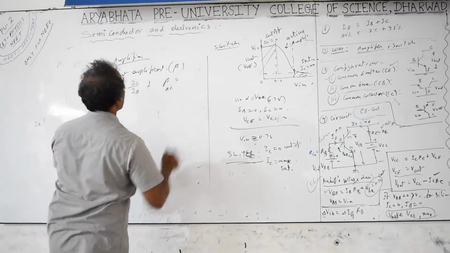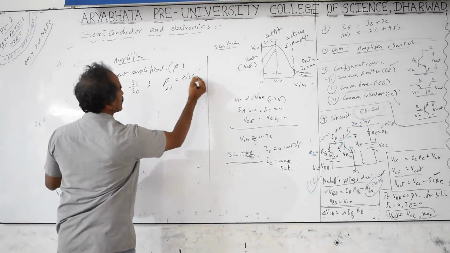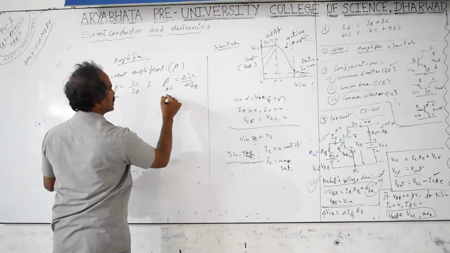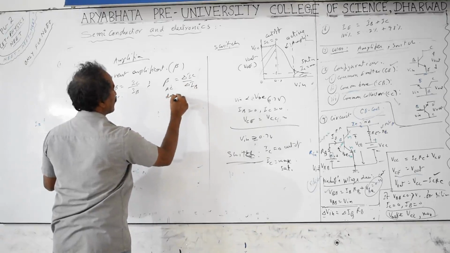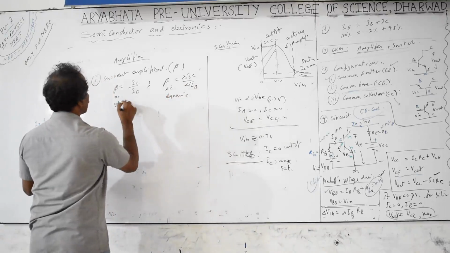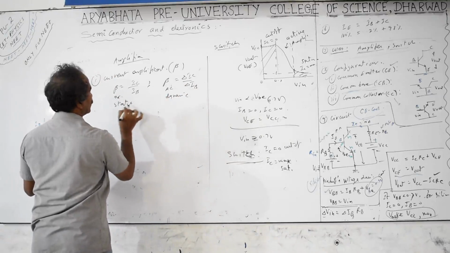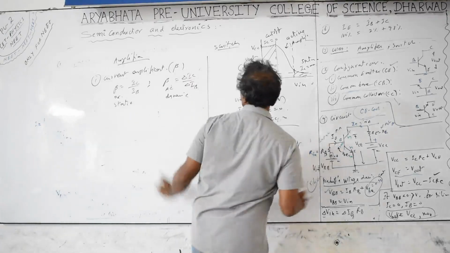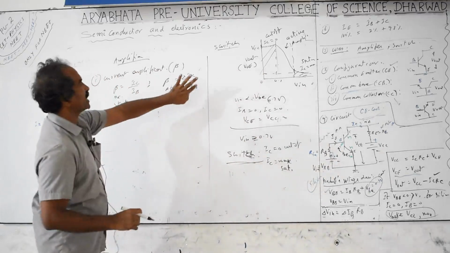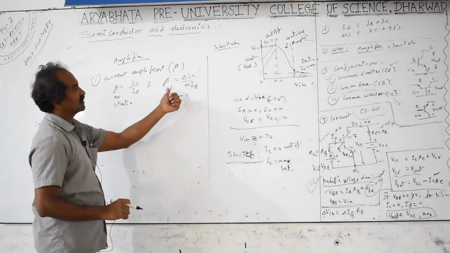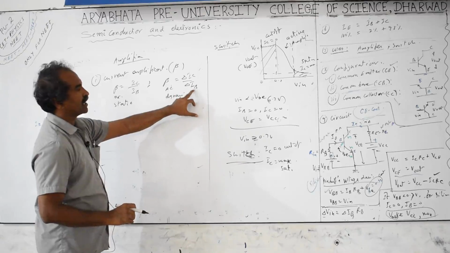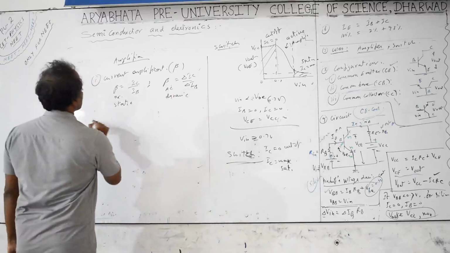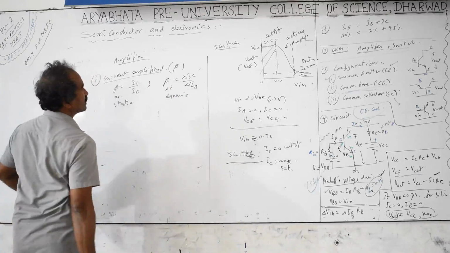So when you take the current changes, it is delta IC by delta IB, output by input. This is called dynamic. This is called static. This means with battery voltage, only fixed current values are taken, but if you connect a mic or speaker and are changing the voltages, then it is called dynamic values. Changing delta IC means IC2 minus IC1, the difference. Change delta IB also, IB2 minus IB1, you have to take. Next, this is current amplification, taken with the symbol beta.